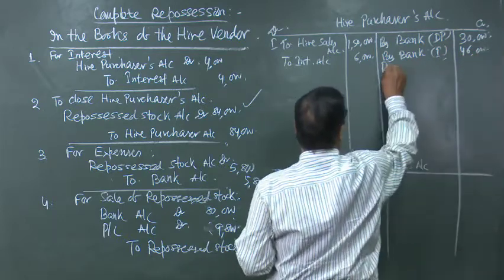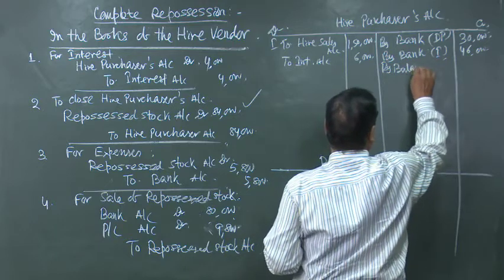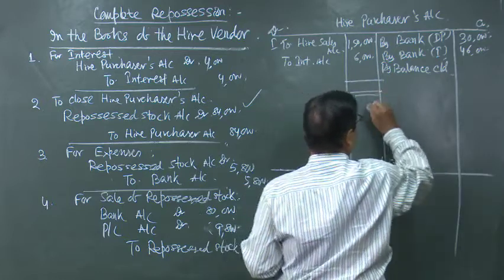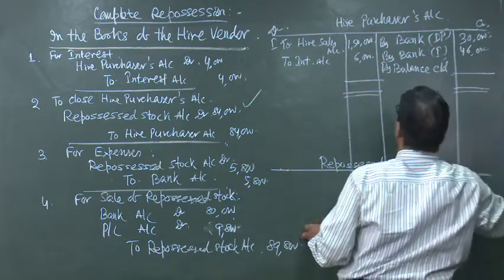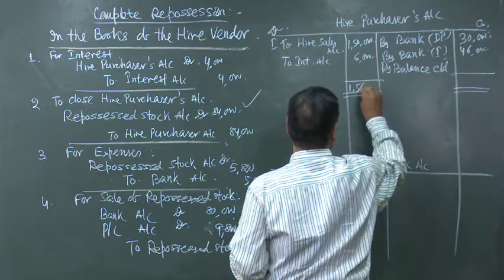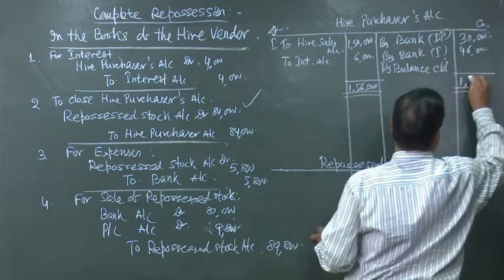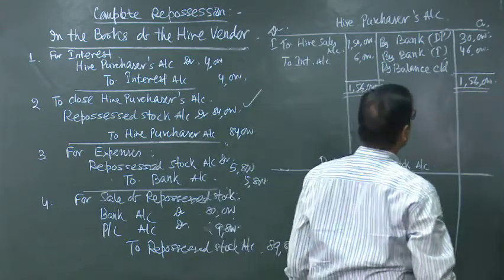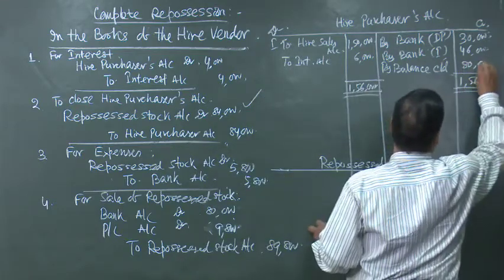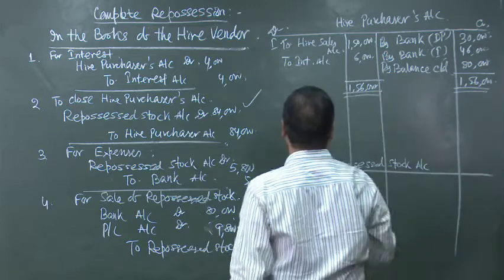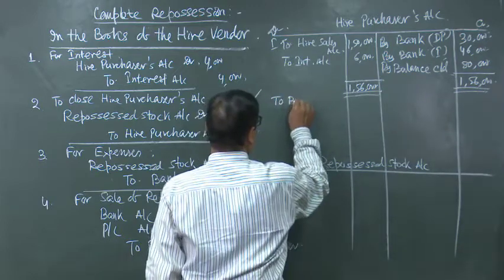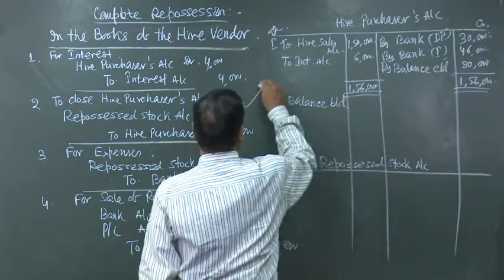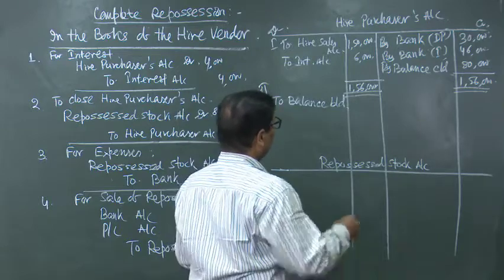So, there is a balance of by balance carried down, 1,56,000. So, the balance was 80,000. To balance brought down in the second year, 80,000.